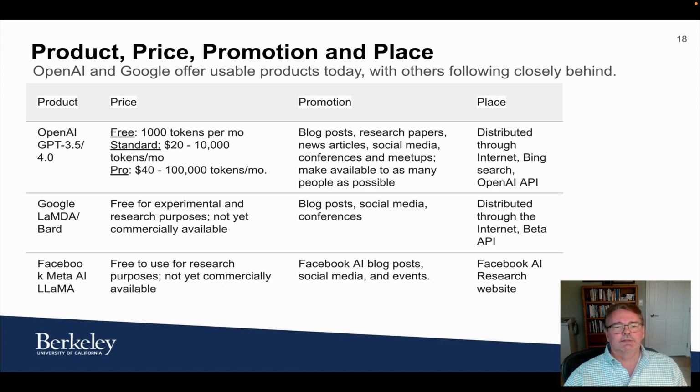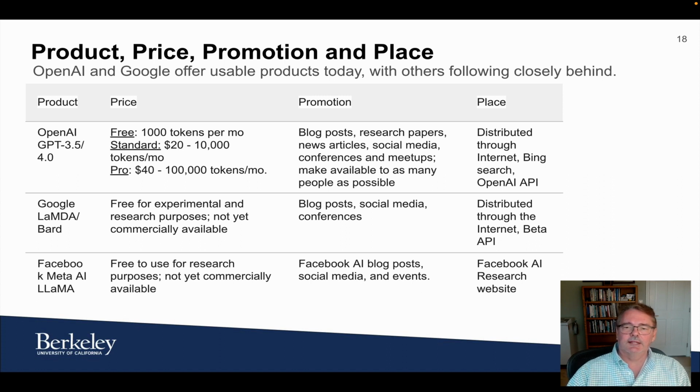Looking at product, OpenAI's GPT 3.5 and 4.0 is an advanced language model designed for a wide range of applications, which I've already covered. They offer different pricing tiers for different usage levels. In the free tier, users can access GPT 3.5 and up to 1,000 tokens per month. The standard tier, which is priced at $20 a month, gives you access to GPT-4 and 10,000 tokens a month. The Pro tier, which is $40 a month, provides access to 100,000 tokens a month. The software is distributed through the internet, and they also make their API available on the internet.